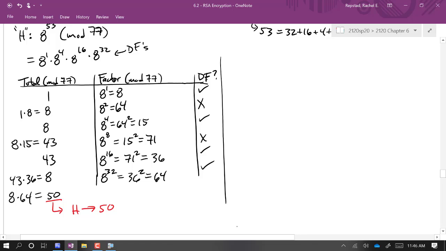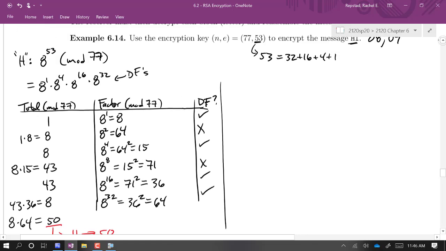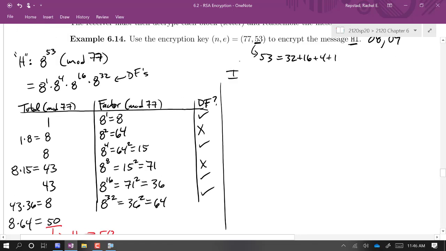And then we wanted to encrypt the message hi. So let's do I. So we're going to take 9 to the 53 power. It's the same power, so it has the same sum when written as powers of 2. So we know what our desired factors are. 9 to the 1st, 9 to the 4th, 9 to the 16th, 9 to the 32. I'm going to make my table.